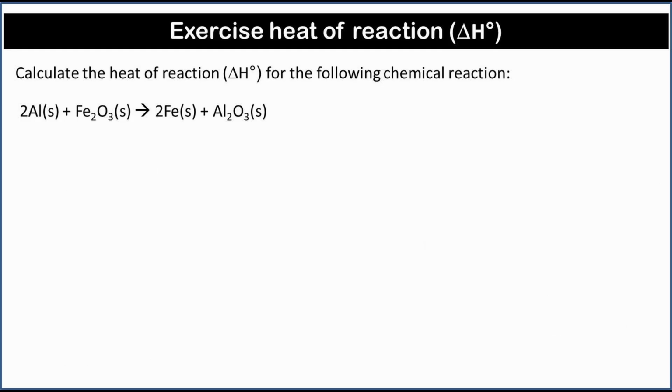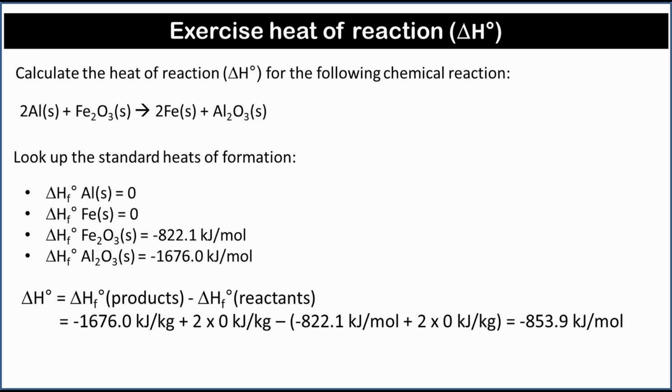Let's do an exercise and calculate the heat of reaction for the following chemical reaction. When solid aluminum powder reacts with iron(III) oxide, it produces aluminum oxide and iron, in a highly exothermic reaction. Look up the standard heats of formation in the table shown previously. This reaction is known as the thermite reaction and is highly exothermic.